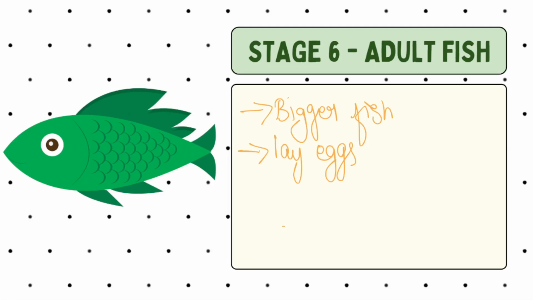Okay, so it lays eggs and there are many shapes of adult fish. There are many shapes and colors too. There are variations of colors and size. Fine. So the shapes of the fish are different, the color may vary and also the size may differ. Okay, so this is the stage 6. So till now we have seen the life cycle of a fish.